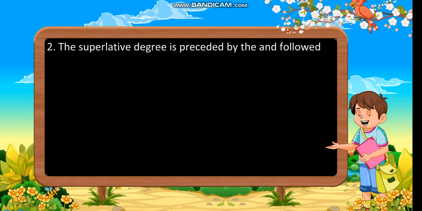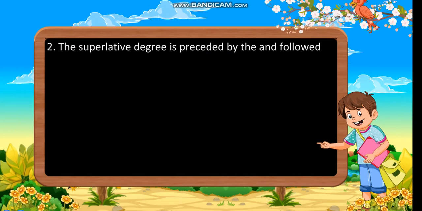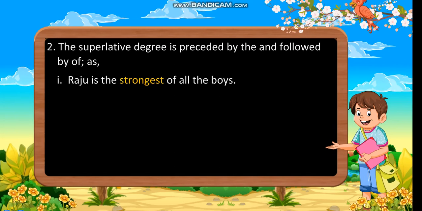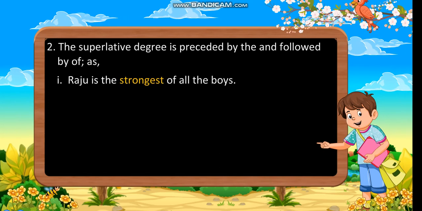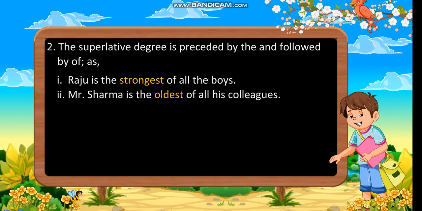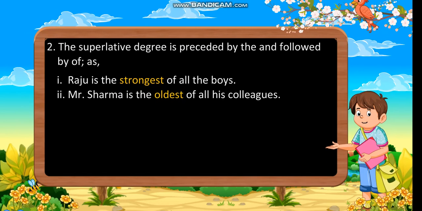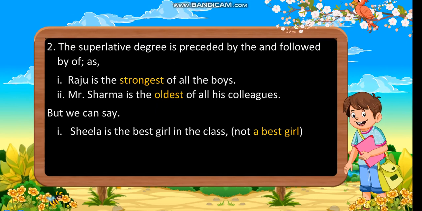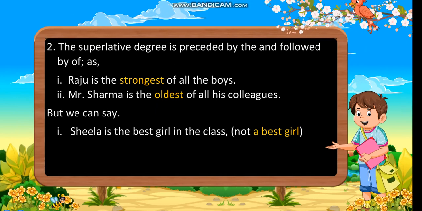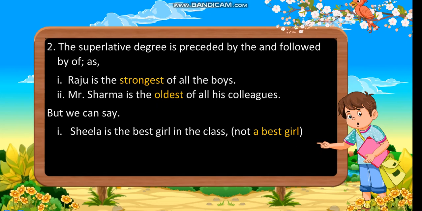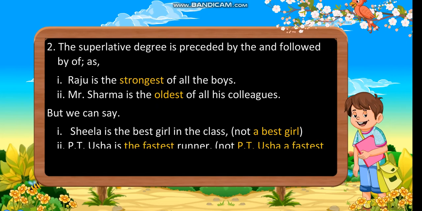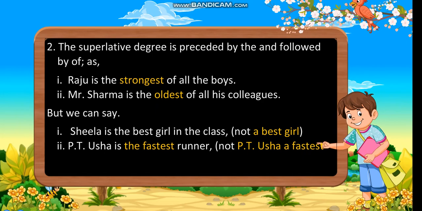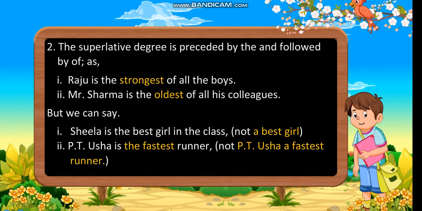Second, the superlative degree is preceded by the and followed by of, as: first, Raju is the strongest of all the boys. Second, Mr. Sharma is the oldest of all his colleagues. But we can say, first, Sheila is the best girl in the class, not a best girl. Second, P.T. Usha is the fastest runner, not P.T. Usha a fastest runner.